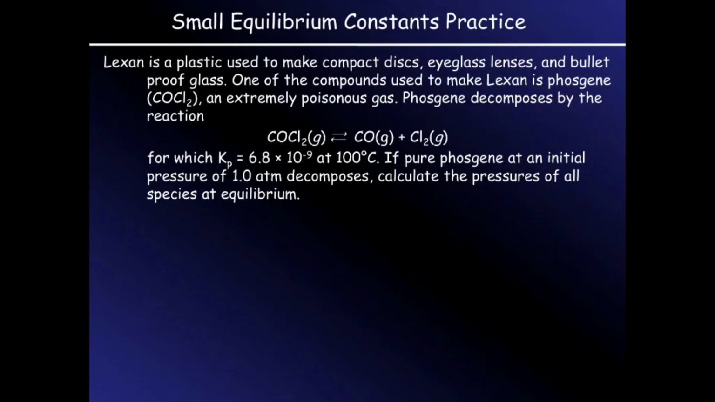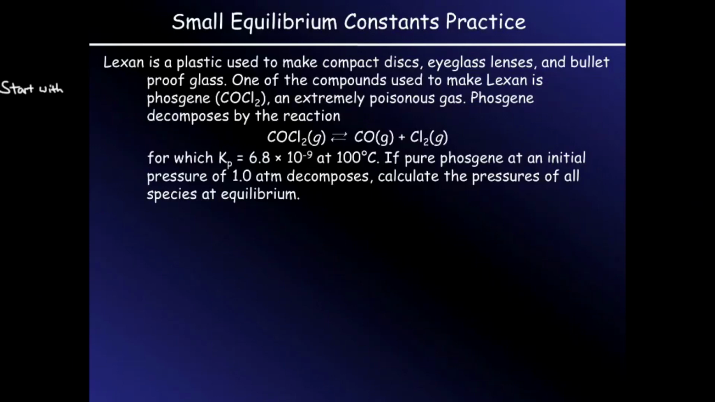Here's another example that we can go through regarding approximations with small K values. This time we have a Kp value. It is small, 6.8 times 10 to the negative 9. K values are typically considered small when we're looking at 10 to the negative 5, 10 to the negative 6, or smaller.